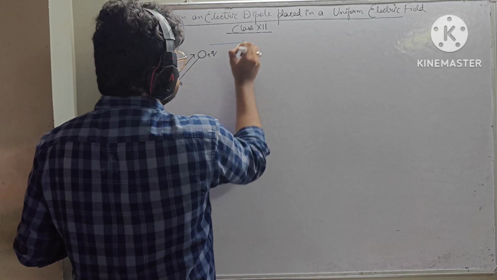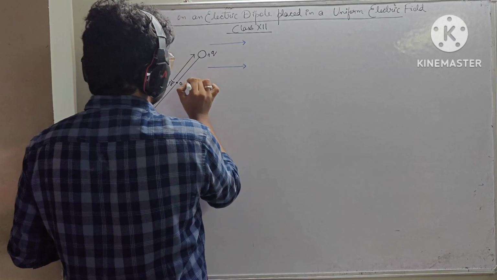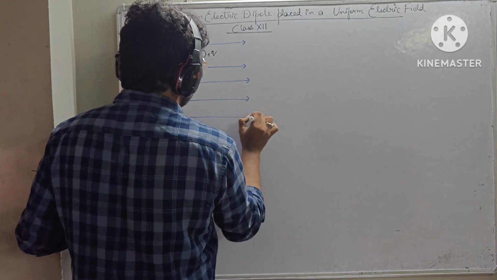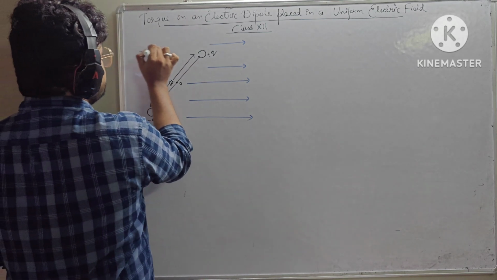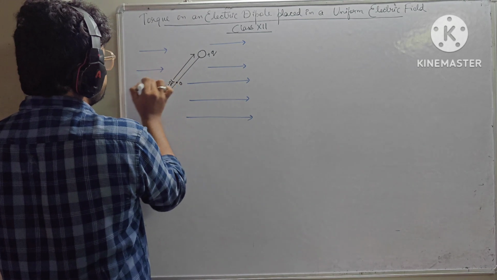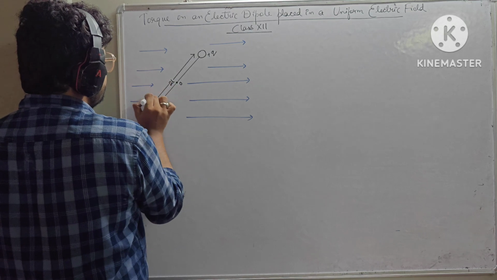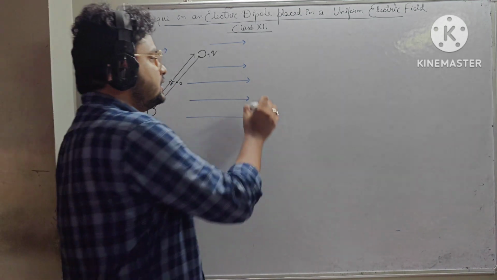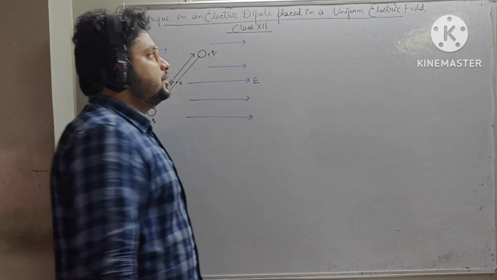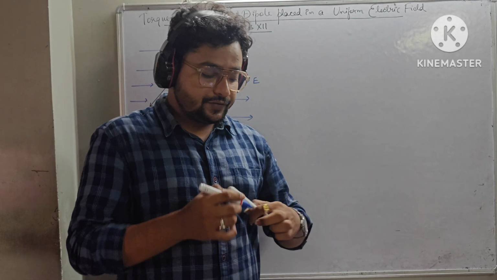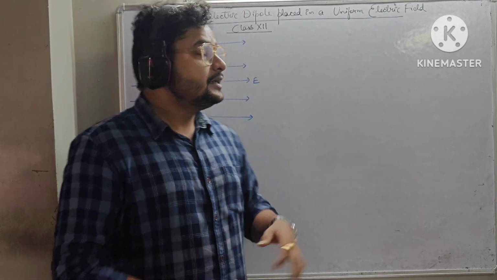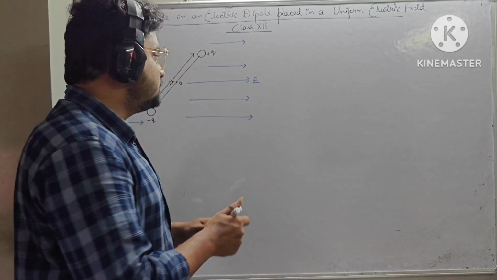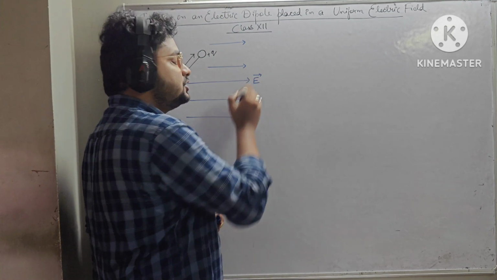Remember, this is the external electric field. So suppose this is the electric field intensity which is acting from this direction to this direction. If you want, you can consider the opposite direction also. Okay, so this is the uniform electric field. Now remember, uniform electric field. That means the electric field intensity all around the dipole is the same, which is equal to E.